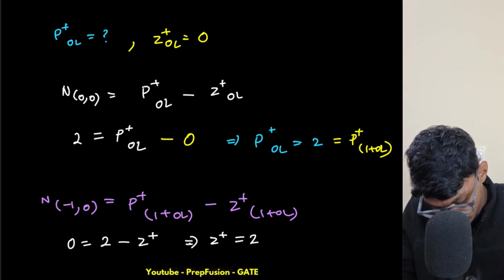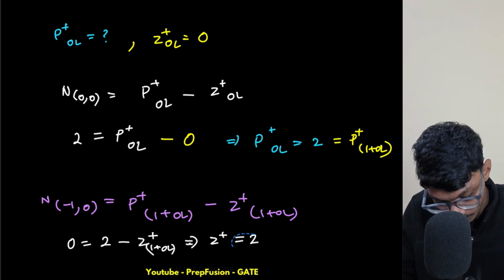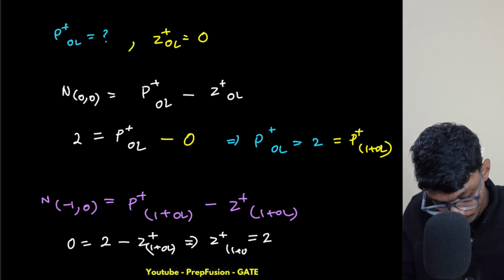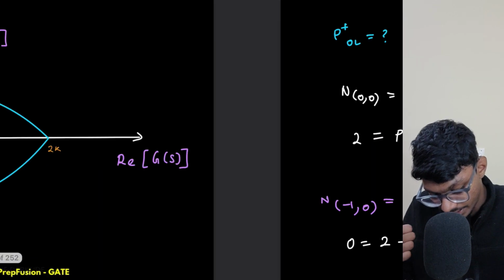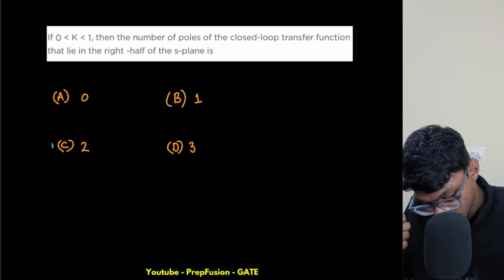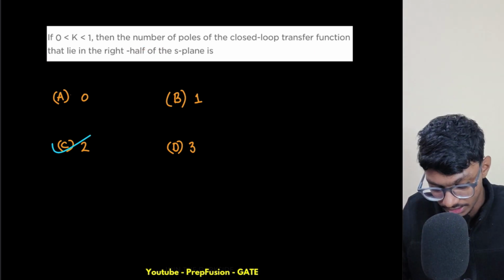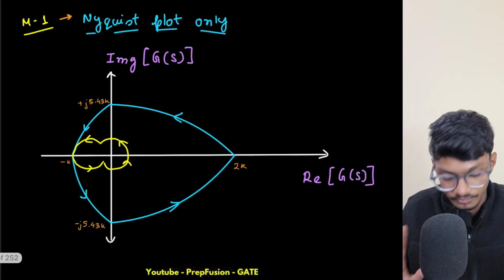So Z is 1 plus OL. So I have two closed loop poles on the right hand side of my S plane. By this you can directly tick mark that my answer will be 2, right? This is talking about the number of poles of the closed loop transfer function that lie in the right half of the S plane basically. So this is 2.